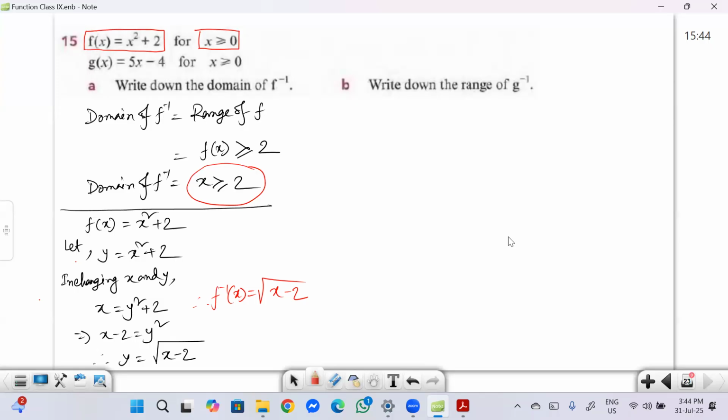So we found two ways to find the domain of an inverse function. One is by finding the range of the main function, and that will be the domain of the inverse function. Another way of doing it would be finding the inverse first, and then defining the domain of the inverse.